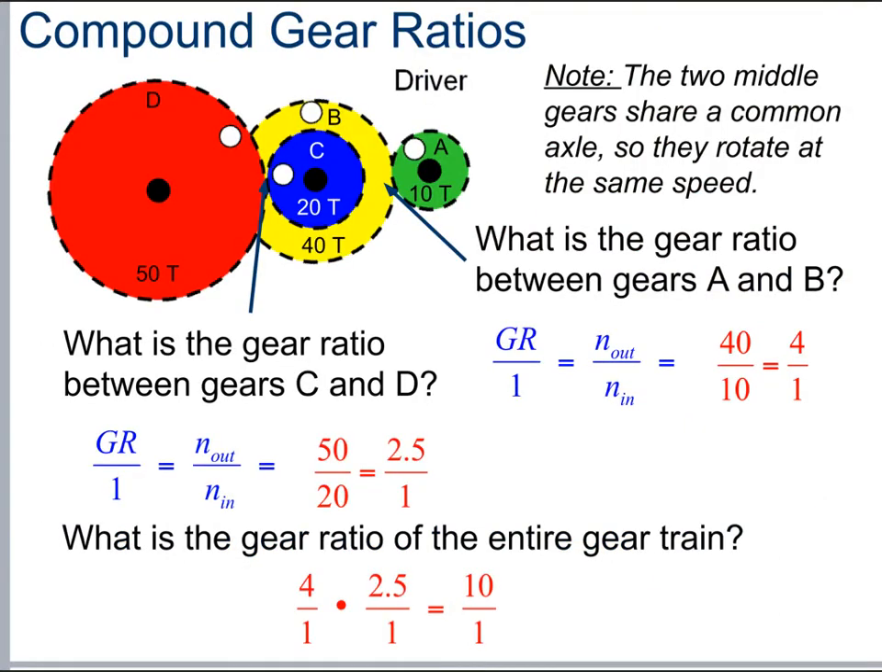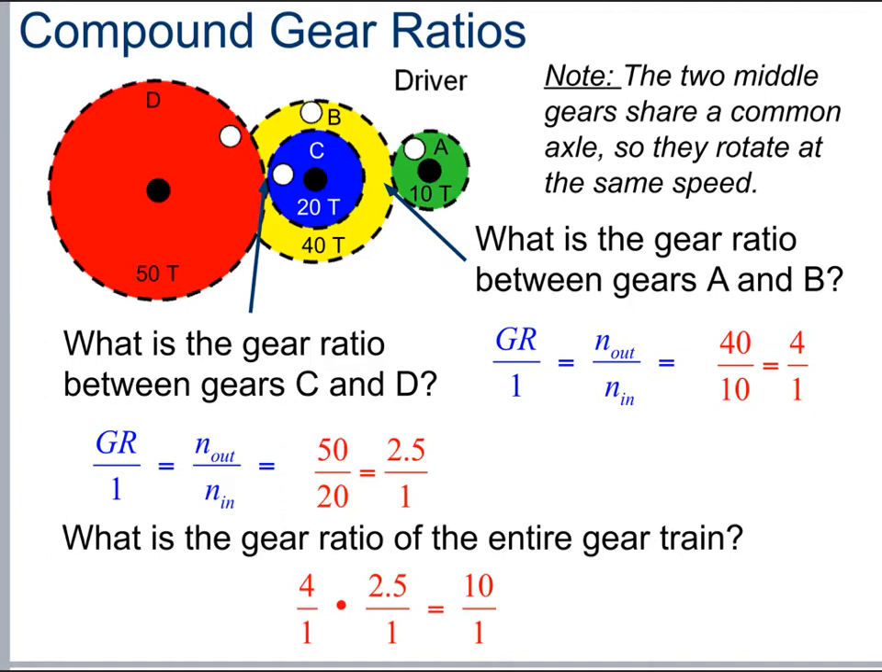In this image, we have a compound gear train connecting gears that may share axles or shafts. In this case, you can see the two middle gears, gear B and C, are on the same shaft or axle. Two gears on the same shaft share the same torque and speed, although they are different sizes. This allows for more efficient manipulation of speed and torque throughout a system.